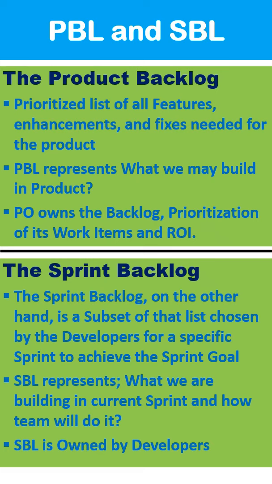The PO owns the backlog, the prioritization of its work items, and also the ROI, the return on investment. The sprint backlog, on the other hand, is basically a subset of that list chosen by the developers for a specific sprint to achieve the sprint goal. So every time we start a new sprint, we construct a new sprint backlog. So the SBL represents what we are building in the current sprint and how the team will do it.